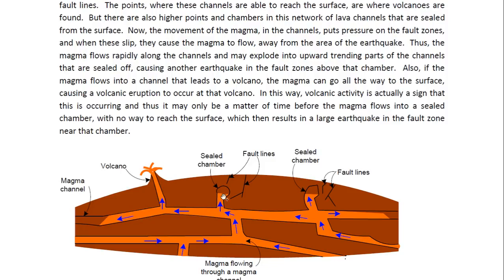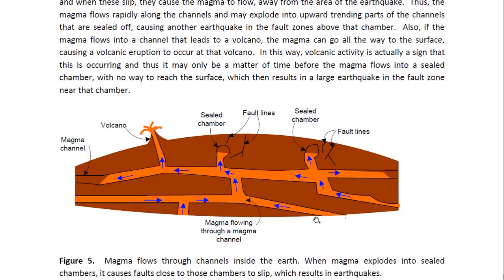And this then causes this magma to flow in, and the fact that we have these volcanic eruptions in places like Hawaii, which does not seem to be ending, means that this is likely to occur. We're likely to have magma flowing and exploding into sealed chambers, and thus causing huge earthquakes along neighboring fault lines.